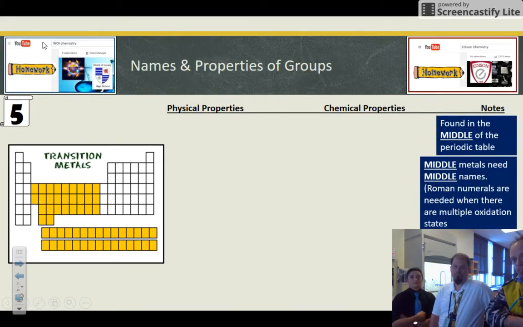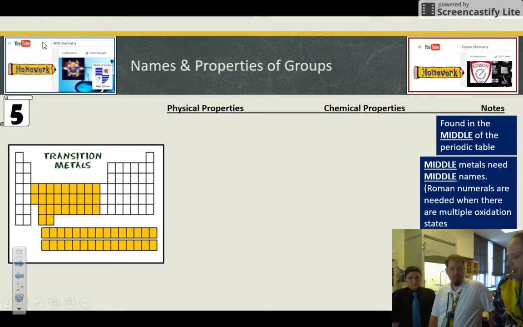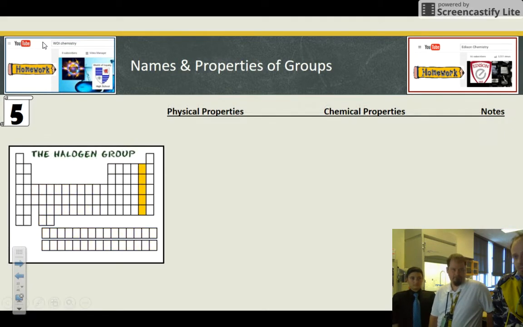And they're found in the middle of the periodic table. So we say the middle metals need a middle name. When we get into naming these and bonding, we will introduce Roman numerals to help us understand, is it iron 2 or is it iron 3? We need to know, because they have multiple oxidation states. Absolutely, positively. Okay, halogens.